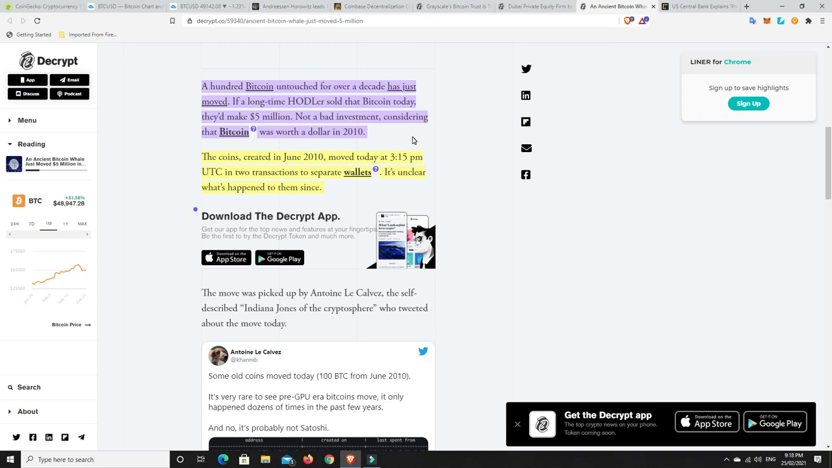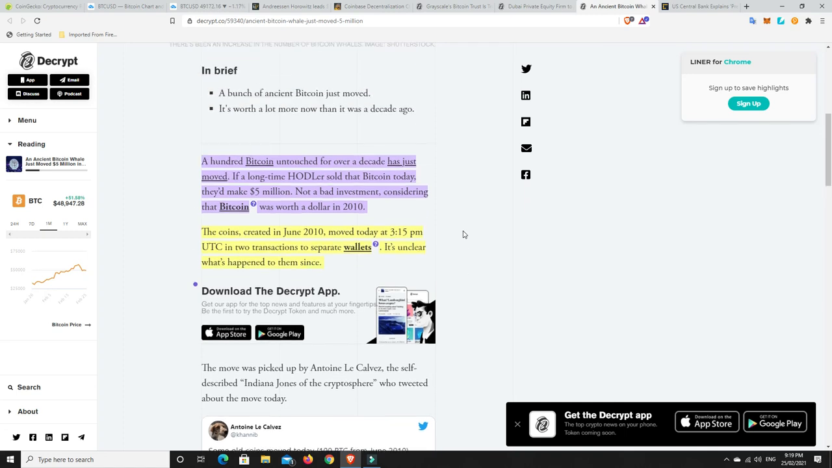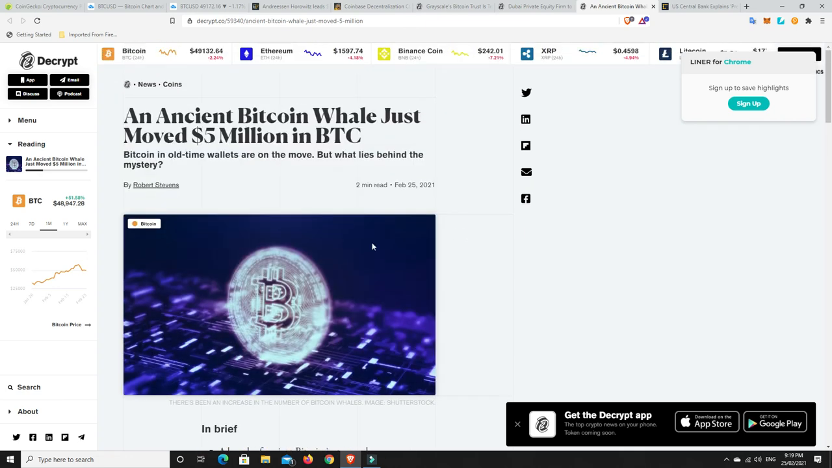The coins created in June 2010 moved today at 3:15 p.m. UTC time in two transactions to two separate wallets. It's unclear what happened to them since. So it doesn't sound like they have gone to an exchange wallet, but they have been sitting dormant for quite some time. So this might be an over-the-counter sort of thing.